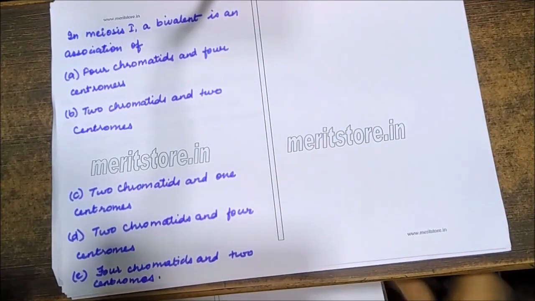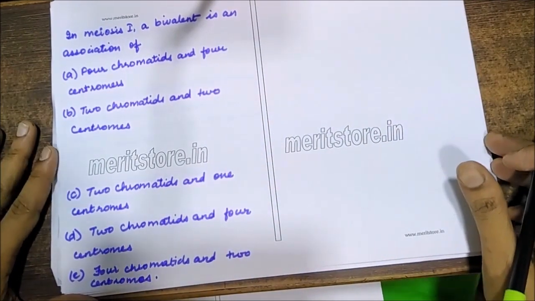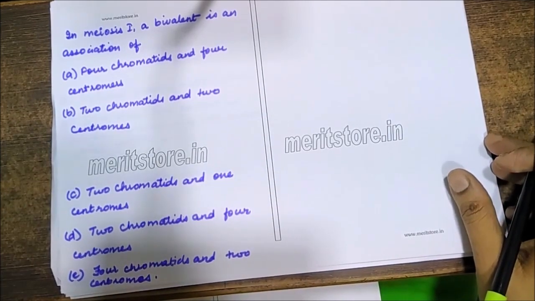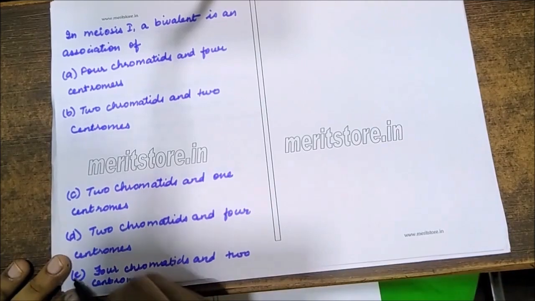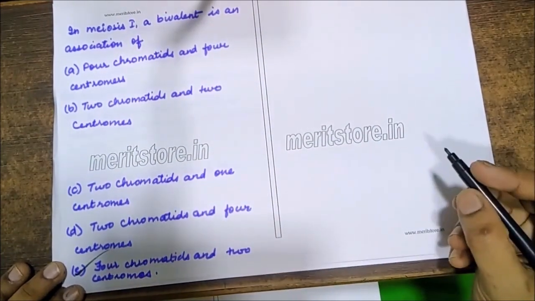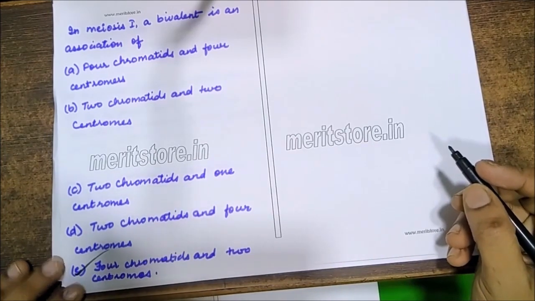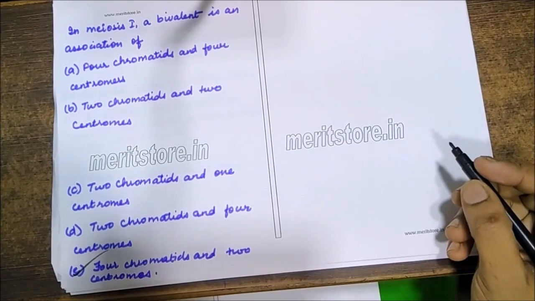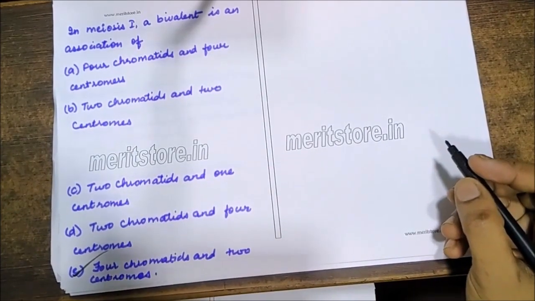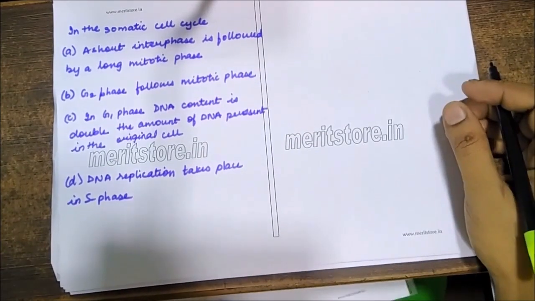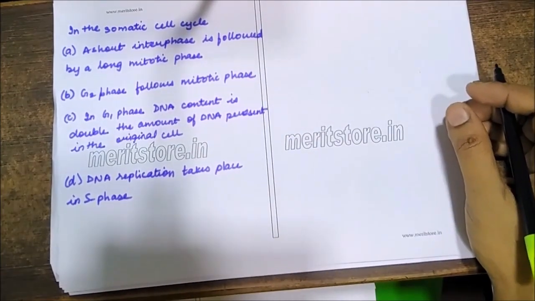In meiosis 1, a bivalent is an association of, see, it is an association of 4 chromatids and 2 centromeres. Okay, so there are 2 centromeres to which 4 chromatids are attached. Always remember, a bivalent means attachment of 4 chromatids and 2 centromeres.